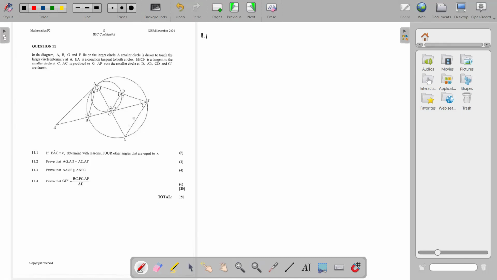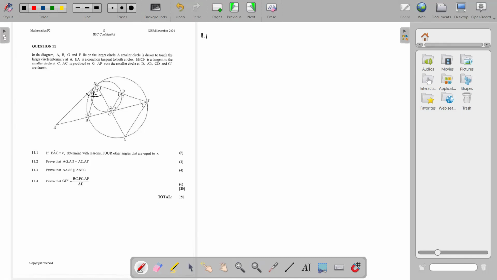Then if EAG is equal to X, meaning this angle, we are saying if that angle is equal to X, determine with reasons 4 other angles that are equal to X. If we check here, we are having a tangent. We are told that AE is a tangent. It's a common tangent, so it's a tangent to the smaller circle and also a tangent to the bigger circle.